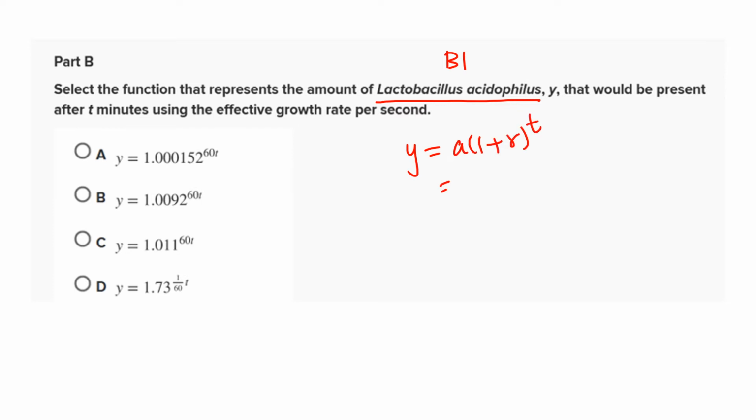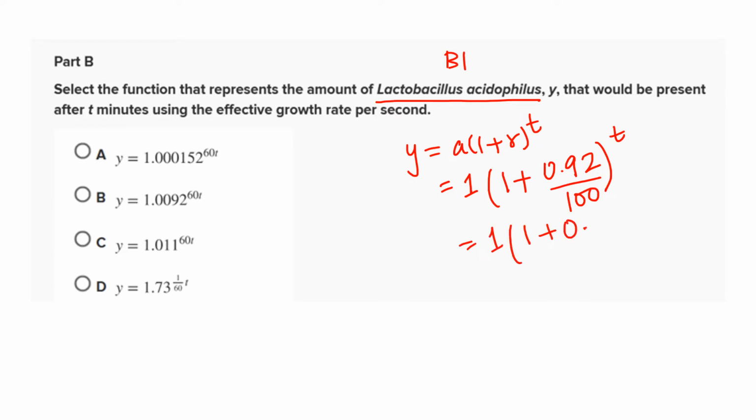Now, some things I hope you have already understood by now: for ease of calculation, we take the initial amount as 1. The rate is given to you in the problem already as 0.92. This was a percent given per minute, so I'm going to convert to decimal by dividing by 100. Time is as it is. So this reduces to 1 plus 0.0092, the decimal shifting 2 places.